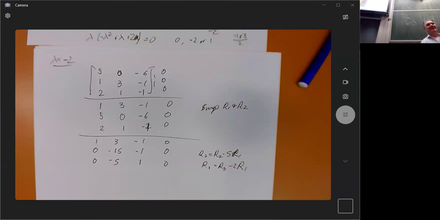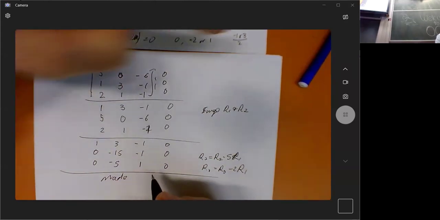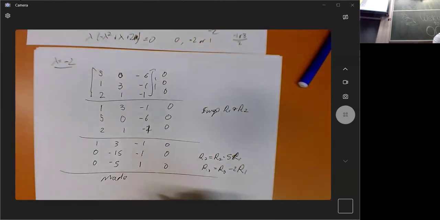This is actually really important. We've chosen lambda so that this system should have infinitely many solutions, so I should get a row of zeros. Whoops, I may have made a mistake. I'm going to assume I've made a mistake in calculating the eigenvalues.